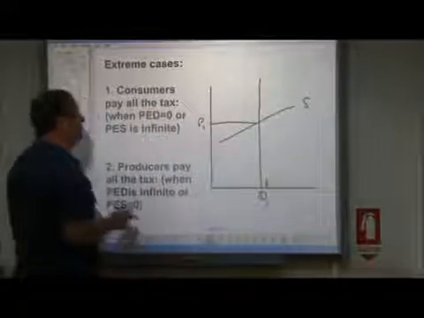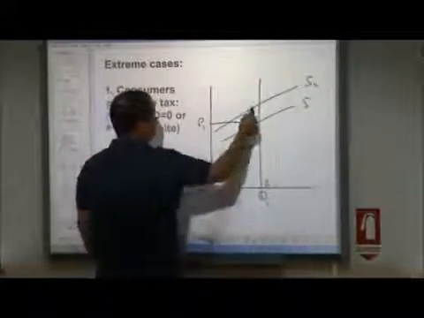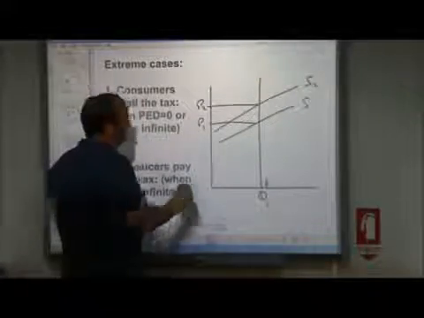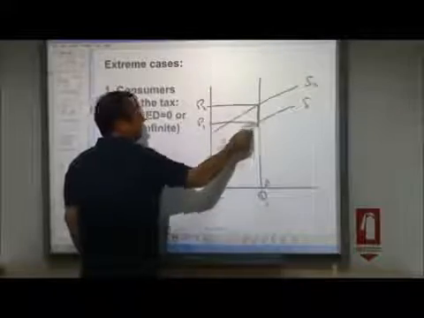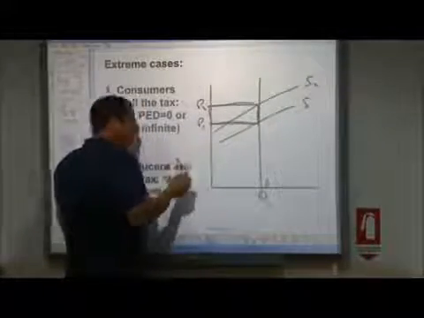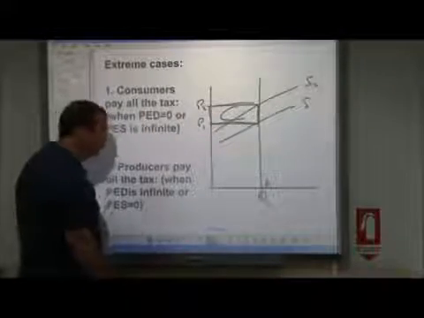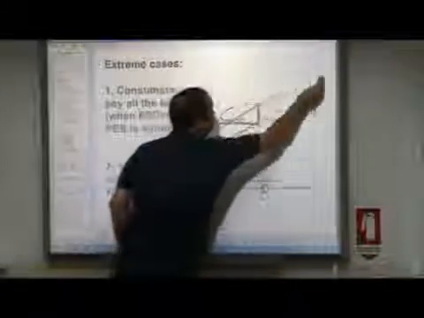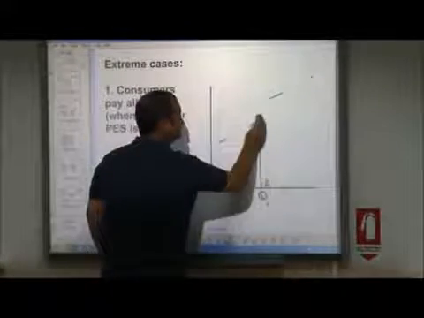If a tax is now imposed, S2, then the price rises to there. The quantity stays at Q1. We go to the new equilibrium point. The vertical distance between the supply curves is the tax per unit. Okay? And that's the tax revenue for the government. And it is entirely a rise in price. The consumers are paying it all. There's no portion for the producers.